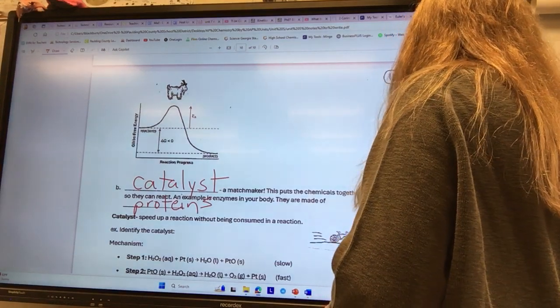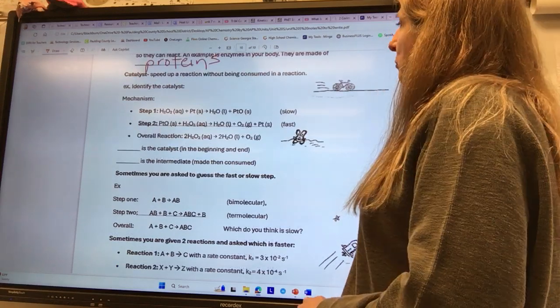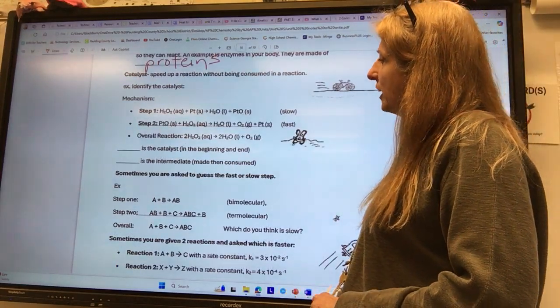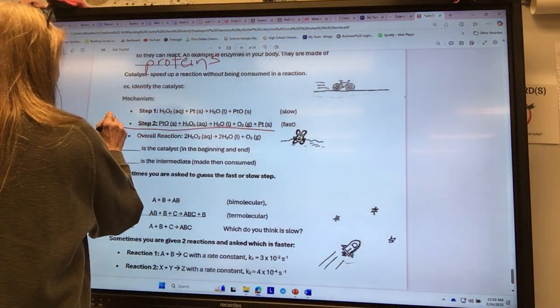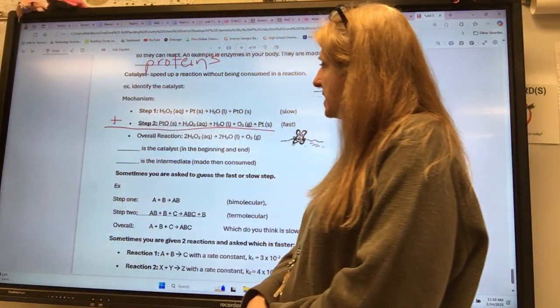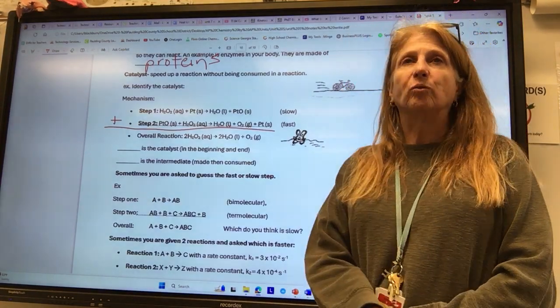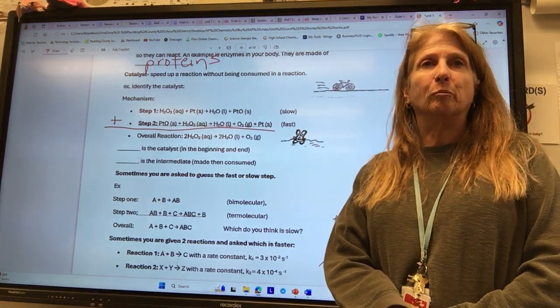Okay, so here is an example. Here we have a two-step reaction, and it's got a catalyst. Everybody look at that and see if you can figure out what you put in at the beginning, get out at the end, and it's not in the overall reaction. Can anybody find the catalyst? This will be another AP Chem question.